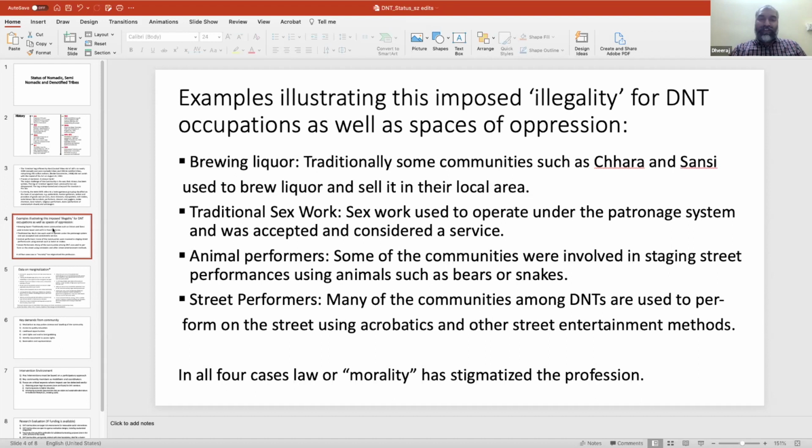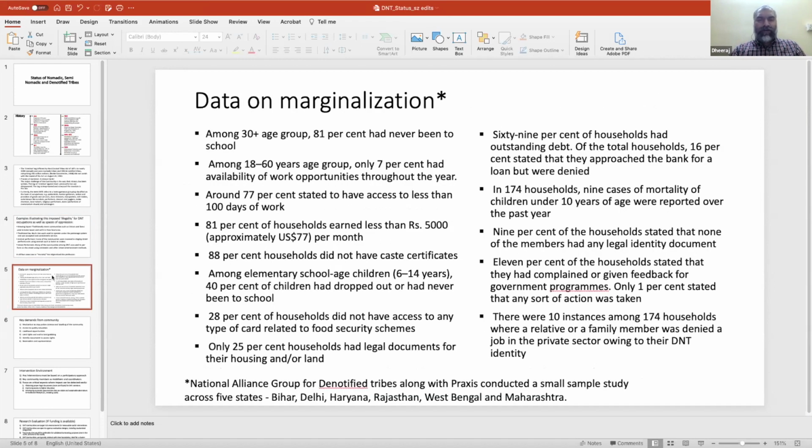But again, we see that with the Prevention of Beggary Act, the streets were also denied to these groups. So overall, with the background of legal impositions, which had larger morality-based baggage, these very professions were stigmatized. Also, as part of Praxis, along with the National Alliance Group for Denotified Tribes, we did a participatory action research process and collected a very small sample of data across 6 states, and some of the results are quite stark and talk about the deprivations that these communities face.